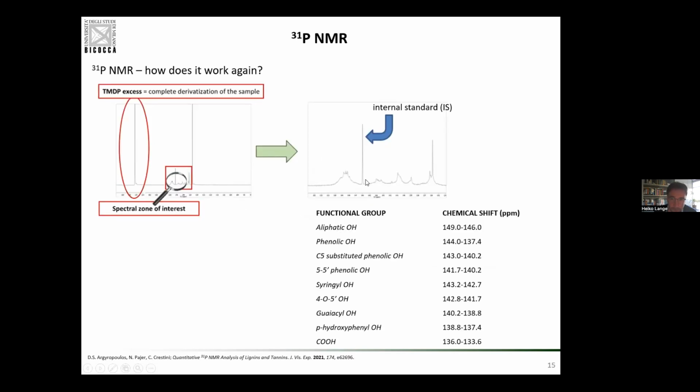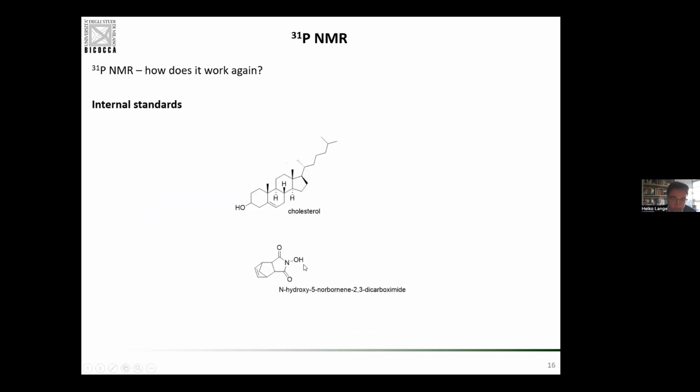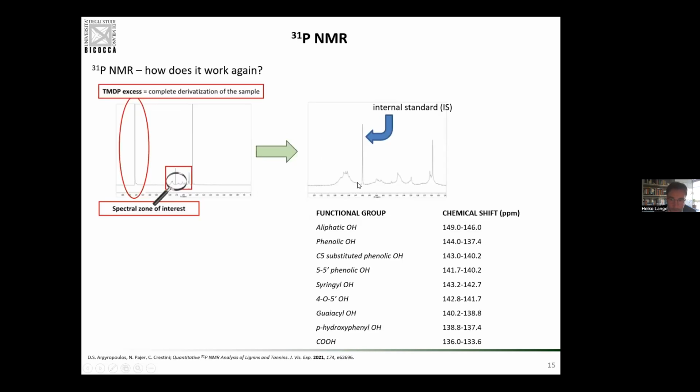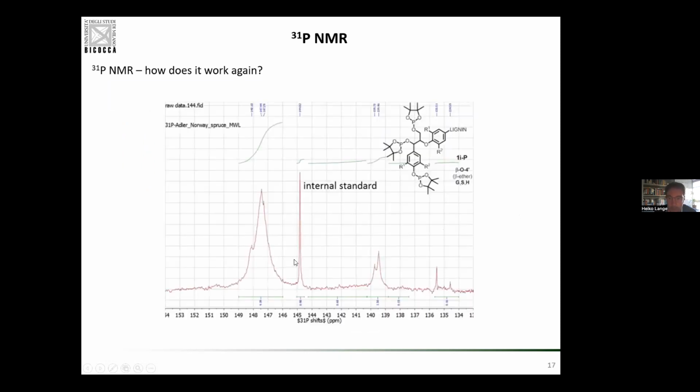The nice thing about the cholesterol, I prefer to use cholesterol for doing lignin phosphorus NMRs, and I prefer to use this one for doing the tannins, because this one is nicely separated, but still inside my peaks. In case of the lignin, if I do tannins, this one ends up between the OH groups of the tannins. So for the tannins, cholesterol is not okay, and I need to use this one. This is what I just said.